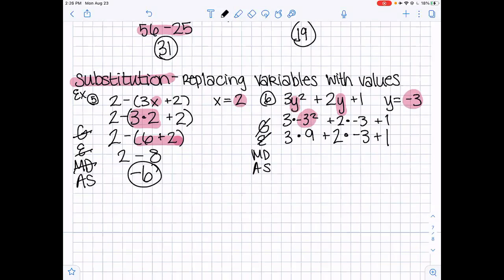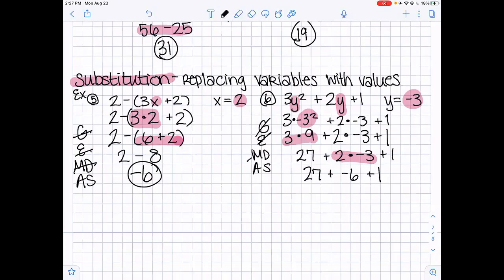Okay, we're done with exponents. How about multiply and divide? Yeah, start on the left side. Here's my first multiply. So what's 3 times 9? 27 plus 2 times -3 plus 1. Is there more multiplying? Yeah, right here. 2 times -3. What's 2 times -3? -6. So 27 plus -6 plus 1.